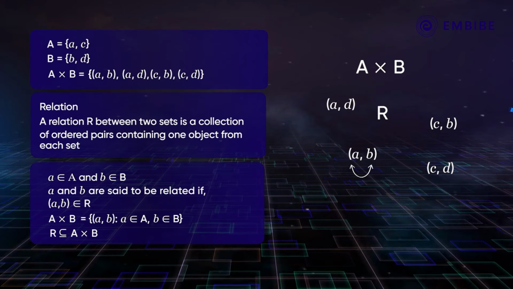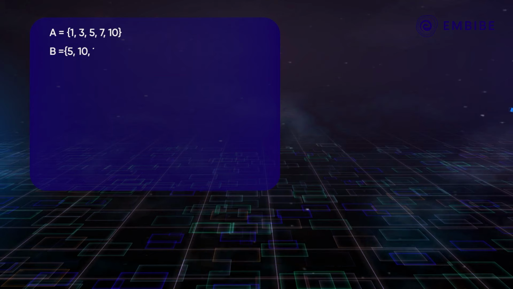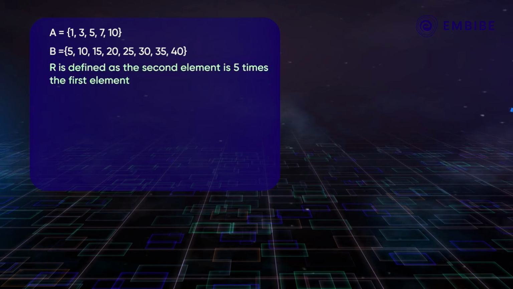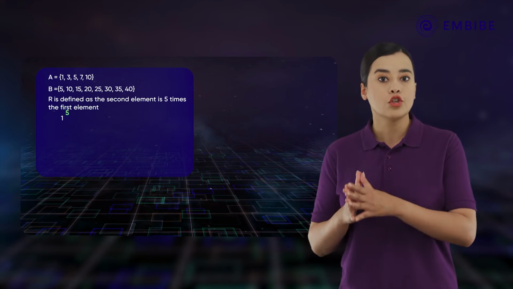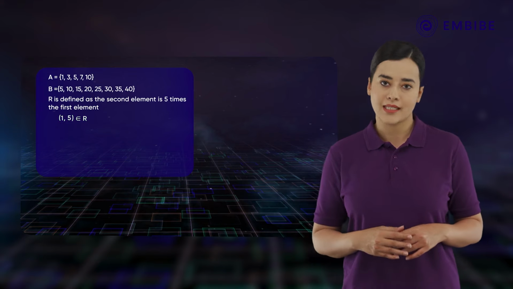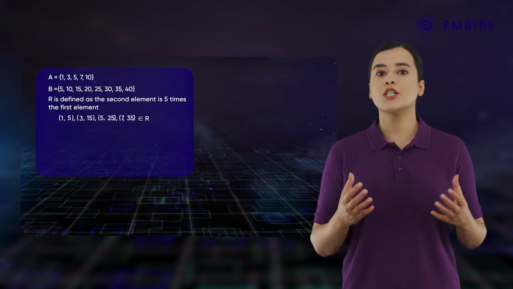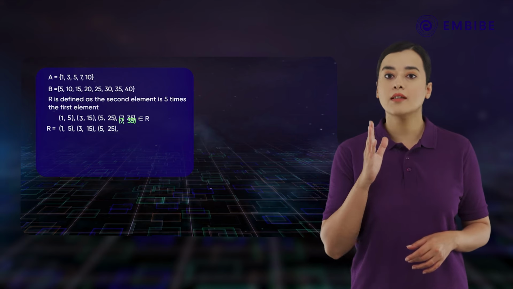For example, consider the set A equal to {1, 3, 5, 7, 10} and B equal to {5, 10, 15, 20, 25, 30, 35, 40}. Now if we define a relation between the first and second elements, as the second element is 5 times the first element, how can you find the set R? The number 1 from the set A would be related to the number 5 through the relation R, or simply the ordered pair (1, 5) would be an element of R. Similarly, 3 would be related to 15, 5 to 25 and 7 to 35. So the relation R can be listed as the ordered pairs (1, 5), (3, 15), (5, 25) and (7, 35).